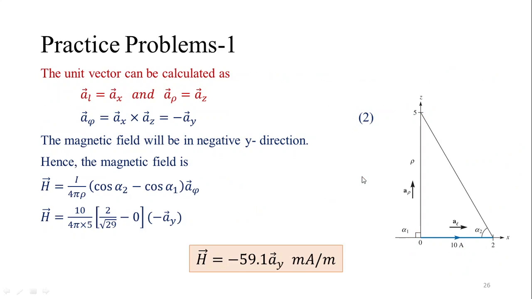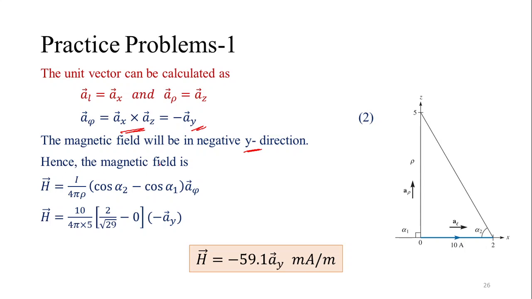Now we need to calculate the unit vectors. As per the diagram, AL is AX and A rho is AZ. So A phi is AX cross AZ, which here is in the reverse direction. So A phi is minus AY. So the magnetic field will be in the negative y direction as per AX cross AZ.